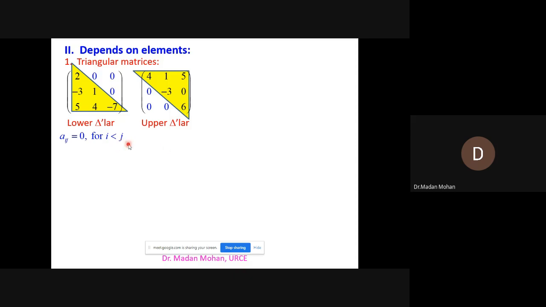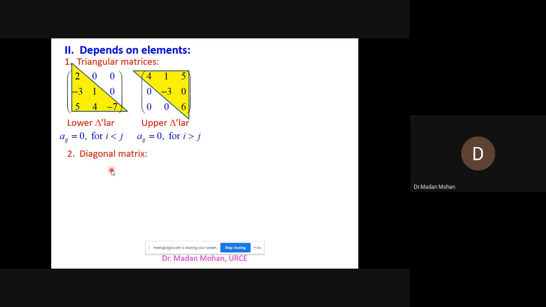You told me I greater than J, but please tell me completely. When I greater than J, what happens? The entries are zeros. Therefore, you should say Aij equals 0 for I greater than J. You should completely tell like this. Here, triangular matrix means either lower triangular or upper triangular. We call it a triangular matrix.